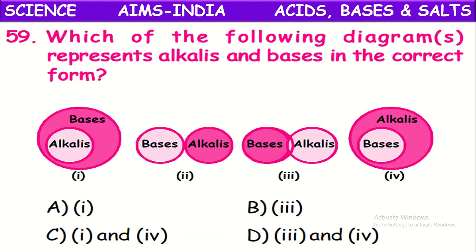Next one. Which of the following diagrams represents alkalis and bases in the correct form? See, all alkalis are bases, but not all bases are alkalis. This is correct. Alkalis are one part of bases, isn't it? But all the bases may not be alkalis. So this is the only correct one. What is that? The first one.